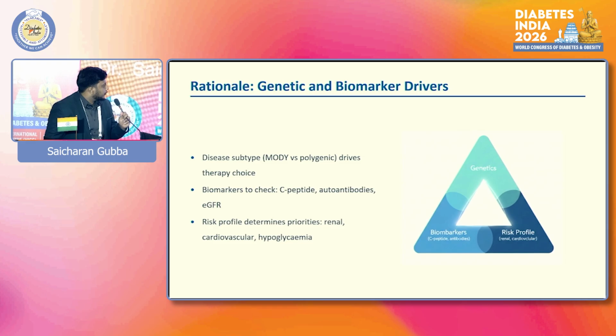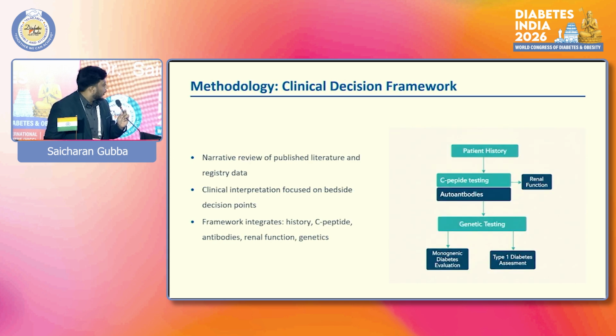For all patients, we don't need a full genomic model. We require only a few patients who need to go through monogenic diabetes testing. The framework I'm presenting today is a synthesis of narrative reviews from global registries and major literature.